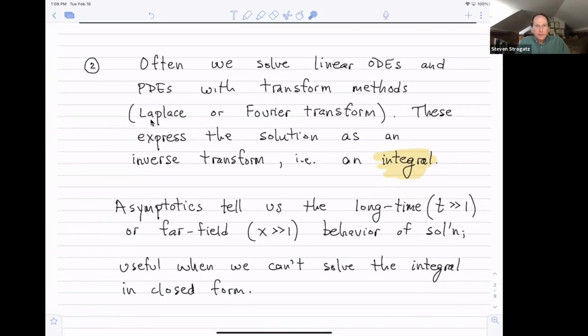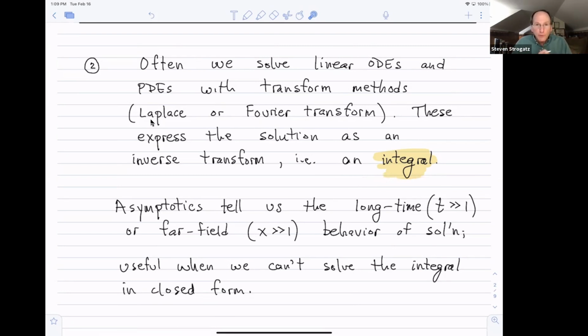So the other point, though, about why we might care about integrals is that often when we're solving linear ordinary differential equations or partial differential equations, we will use methods of transforms. Like we might take the Laplace transform of the equation or the Fourier transform, and then we can derive an equation for the transformed solution. And then to get back to the actual solution we want, we have to take the inverse transform. And so what that does is it expresses a solution to a differential equation as an integral. These inverse transforms always take the form of some kind of integral.